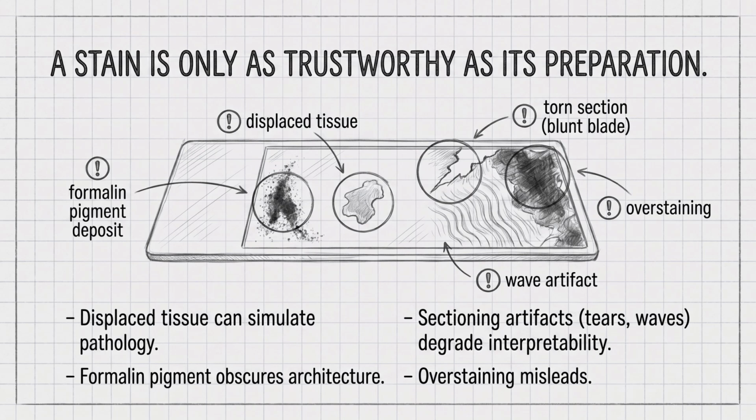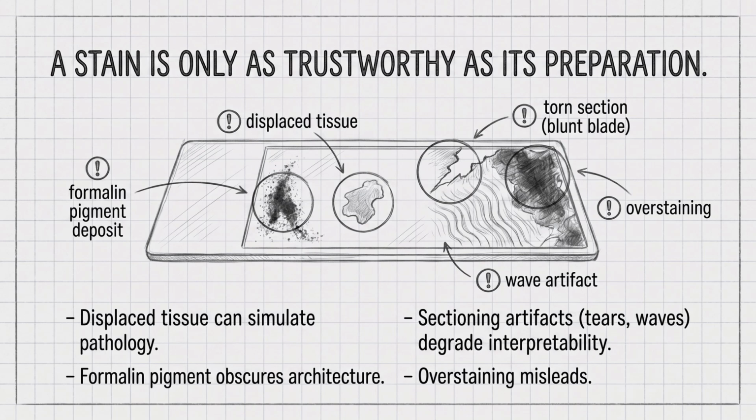A stain is only as trustworthy as its preparation, and this is where your expertise as a histotechnologist becomes paramount. The quality of the staining process directly impacts the reliability of the results. Factors like proper fixation, correct section thickness, and precise adherence to staining protocols are non-negotiable. Overstaining or understaining, using expired reagents, or inadequate washing can all lead to misleading results.